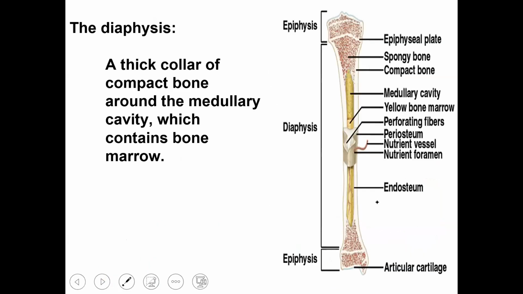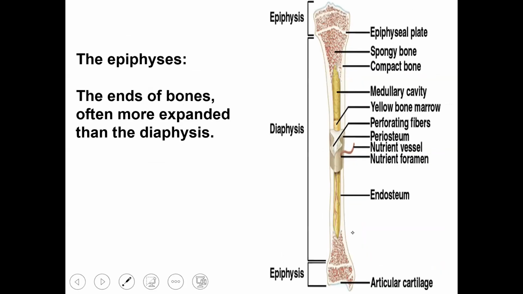So let's look at sort of the generalized bone. Here's a long bone. The center is called the diaphysis. This is sort of the shaft in the middle. It's going to be wrapped around the hollow cavity that should be full of bone marrow. At the end of the diaphysis, there and there, those are the epiphyses, where the bone's going to articulate with something else.